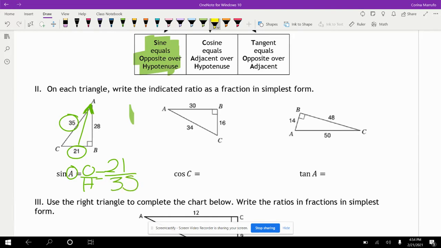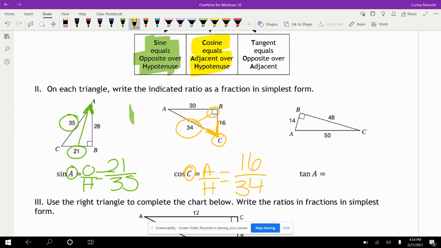Okay, now we have cosine. So cosine equals adjacent over hypotenuse. So here we're going to do the adjacent side divided by the hypotenuse. They tell you here cosine of angle C. So here's angle C. We're looking for the adjacent side and the hypotenuse. The side across the 90-degree angle is considered the hypotenuse, so the 34 is going to go on the bottom. And then the adjacent side, remember, is the other side that makes up this angle C. So it's going to be the 16.